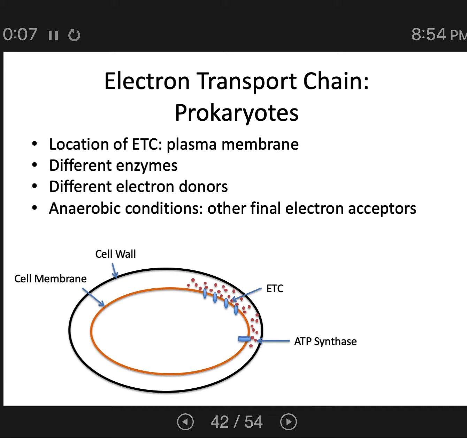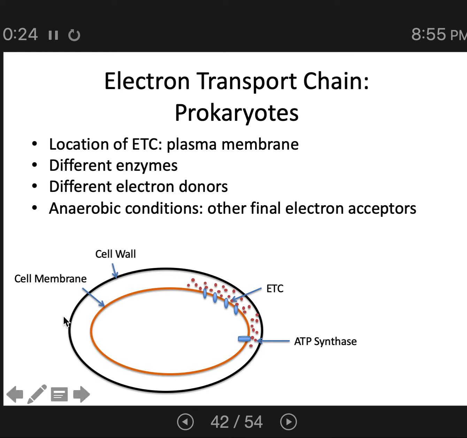So the electron transport chain happens a bit differently in prokaryotes. For one thing, prokaryotes don't have organelles, so they don't have mitochondria. The electron transport chain enzyme complexes and ATP synthase are embedded in the outer membrane.